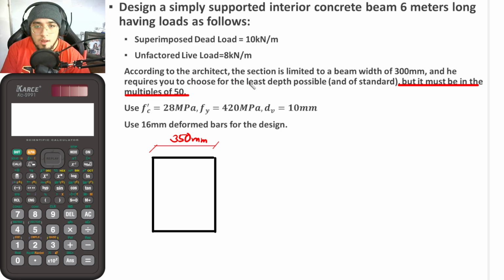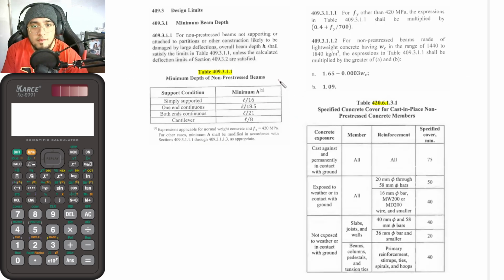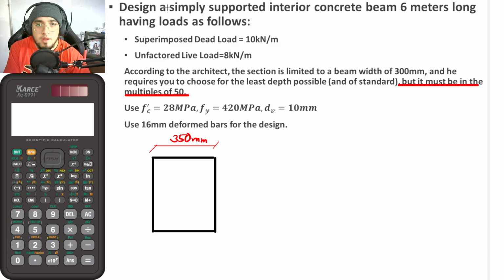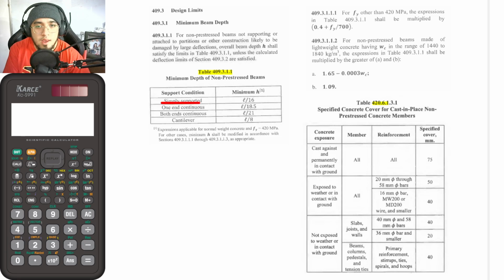What about the total depth? According to the architect, you will be the one choosing, but of course, we would now be choosing the least possible. Since it is not indicated here what the exact value of the depth is, we will be referring to NSCP 2015 section 409.3 for the design limits. According to Table 409.3.1.1, this is our minimum depth h given a support condition. As you can see here, according to the problem, our beam is simply supported. So we will be making use of this equation here, which is equal to the length divided by 16.